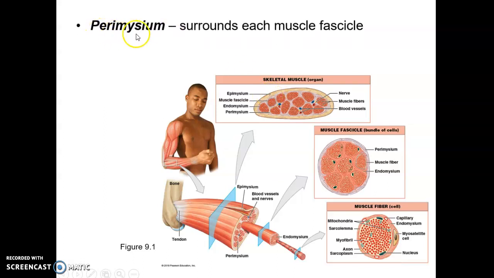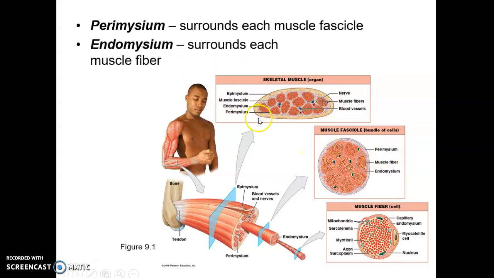Internally, the perimysium surrounds each muscle fascicle. If we look inside, there are these round, oval-type compartments within a muscle, and these are called fascicles. Here's one of them. So there are multiple fascicles within a muscle. Looking at just one fascicle, it is surrounded by its own separate connective tissue sheath called the perimysium.